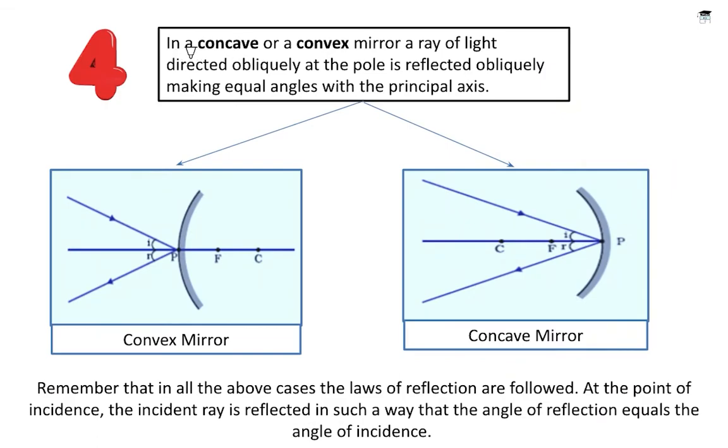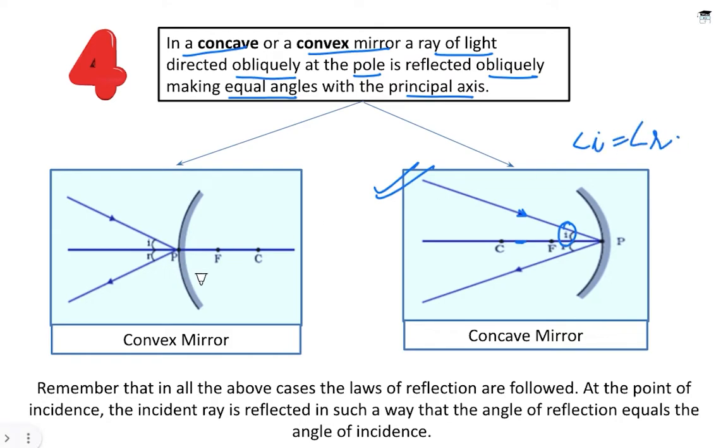Okay, so the last point is, in a concave or a convex mirror, a ray of light directed obliquely at the pole is reflected obliquely, making equal angles with the principal axis. Which means, suppose, firstly let's look at the concave mirror. There is a ray of light which is incident on the mirror at an angle. There is angle I between the incident ray and the principal axis, and after reflection it will make the same angle, which means that angle I is equal to angle R.